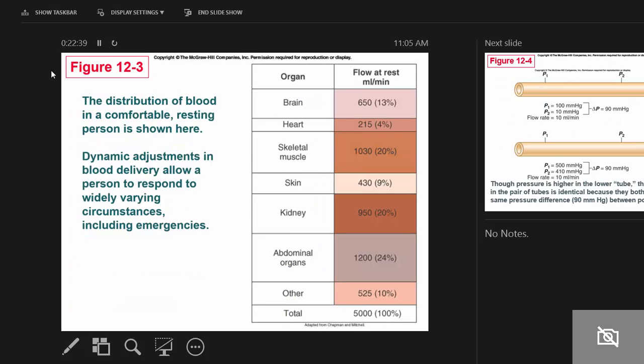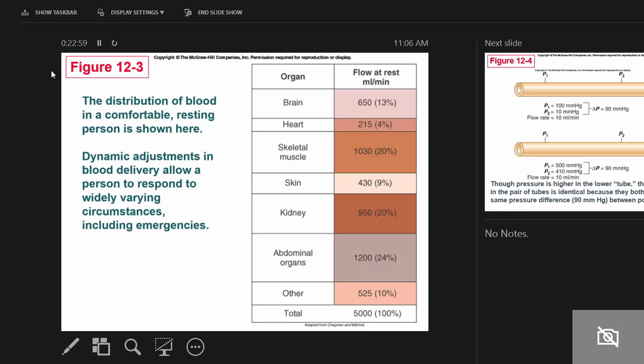This is something else you should know. You should have a pretty good idea of the percentages, at least for the percentages, not the numbers. I'll concede the numbers, but you should have a pretty good idea of what percentages each of these organs gets of your circulation.